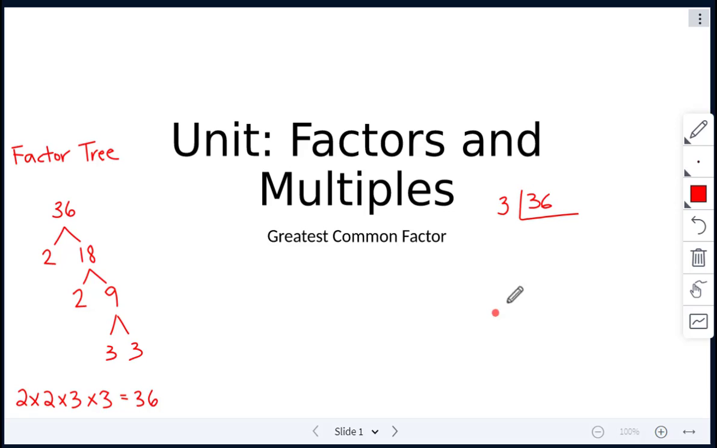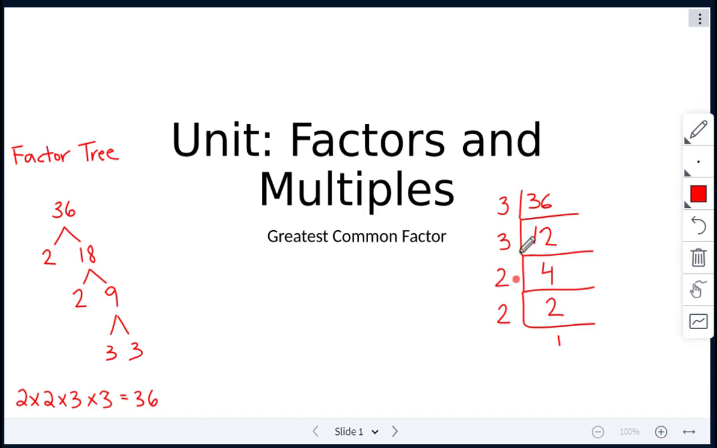36 divided by 3 gives me 12. And then we can divide by 3 again. 12 divided by 3 gives me 4. 4 we can divide by 2, which gives me 2. And then 2 divided by 2 gives me the 1.